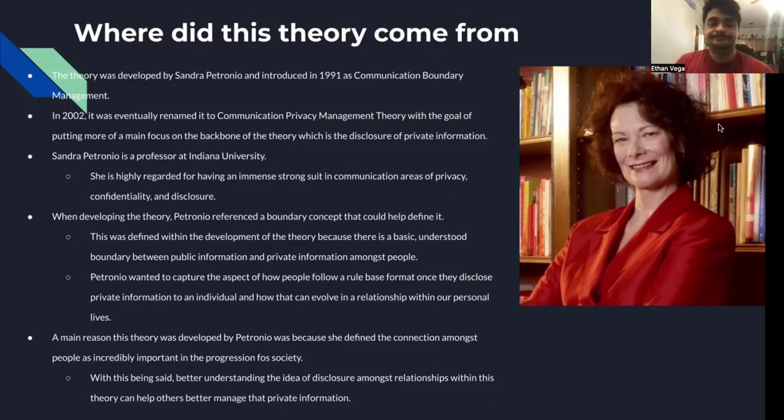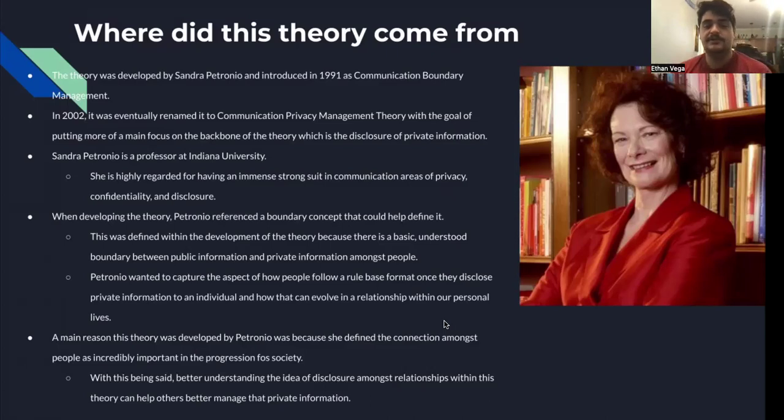And this being said, again, this depicts how it went from just the basic boundary setting to the exchange of that information that was so important, and understanding how that information is exchanged, how it's exchanged over time, to what level with each person, stuff like that. A main reason this theory was developed by Petronio was because she defined the connection amongst people as incredibly important in the progression of society.